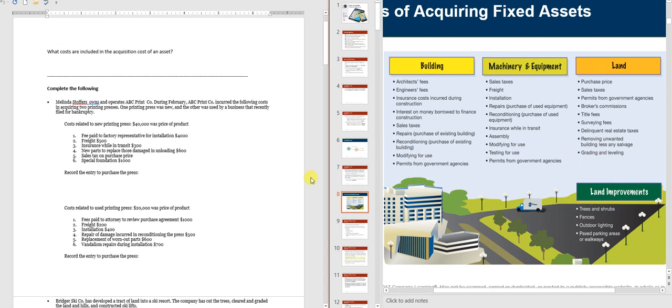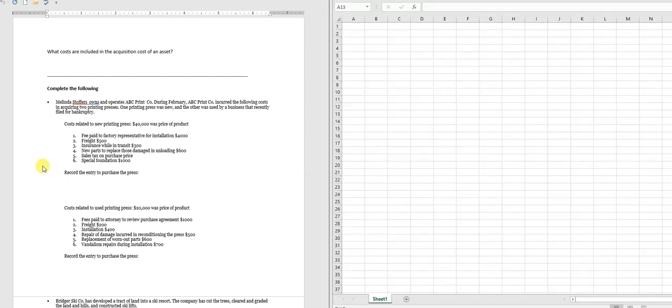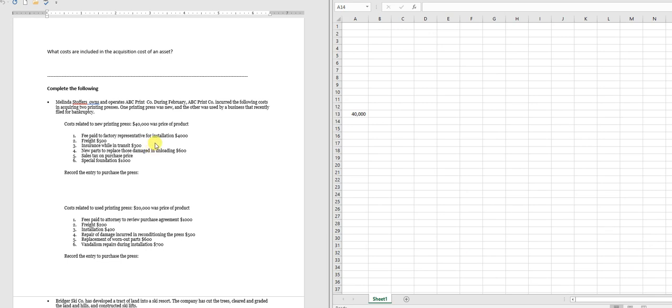So we can go through one of these. Let me pause it. Okay, so we operate a printing press, and I want to know what's going to be added to the cost of the printing press. I'm just going to add them up over here. So $40,000 is definitely added to the cost of the asset. Fee paid to the factory representative for installation. Again, I add it to the cost because I haven't used the printing press for the first time. Freight is definitely a cost that I would need to add to get the asset ready for its intended use.